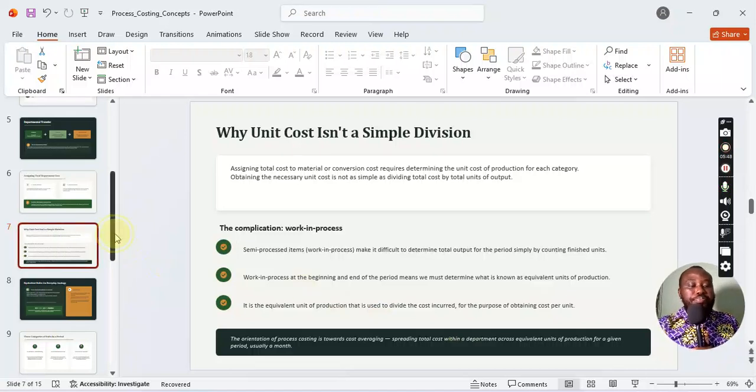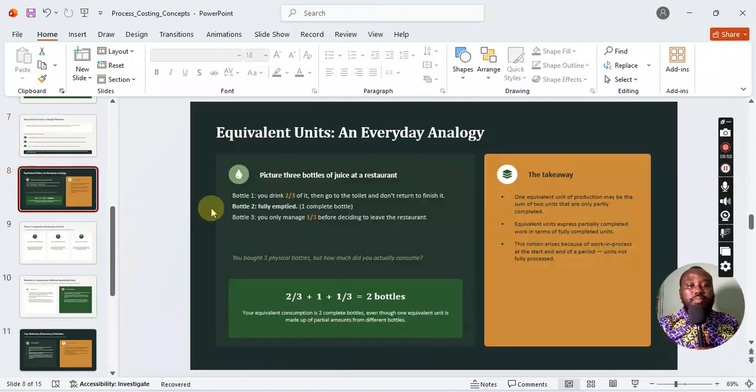So, what do we mean by equivalent units? We're talking about the unit that we can approximately determine its production, based on the necessary data that are available.